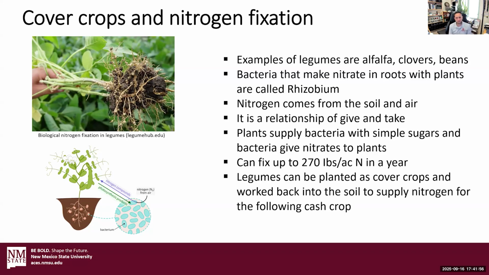And so, these plants can fix up to about 270 pounds per acre of nitrogen within a year. So it's not a little amount. It's a fairly sizable production of nitrogen throughout the year. Legumes can also be planted as cover crops, and we'll talk about specific types of cover crops in a few slides later. And then those can be worked back into the soil and provide nitrogen for that following cash crop.